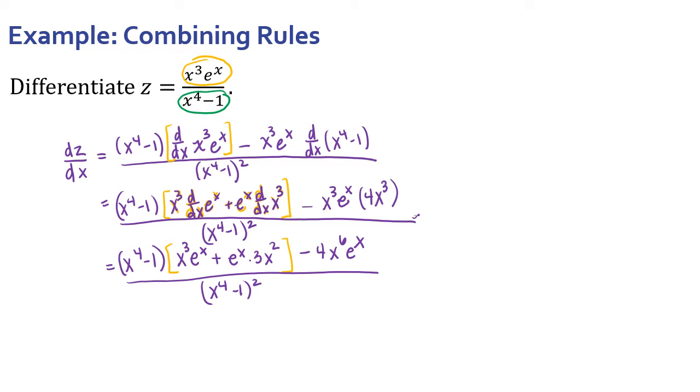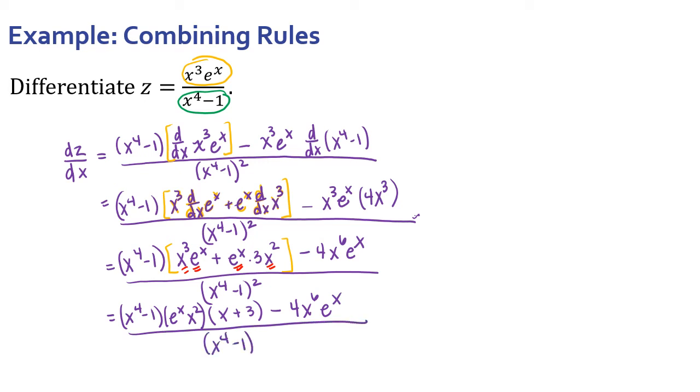Okay, now if you wanted to, you could go a little bit further. It doesn't simplify anymore, but we could make it look a little cleaner. I can pull an e to the x out of both of those terms and an x squared out of both of those terms. So if I factor out an e to the x and an x squared, I'd be left with an x plus 3. And then I still have this minus 4x to the 6th e to the x all over x to the 4th minus 1 squared. And this just ends up getting pretty yucky when you go all the way through, so we're going to leave it right here.